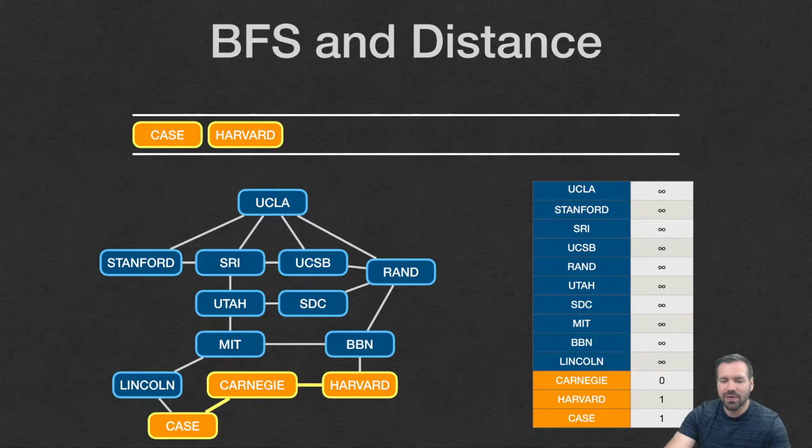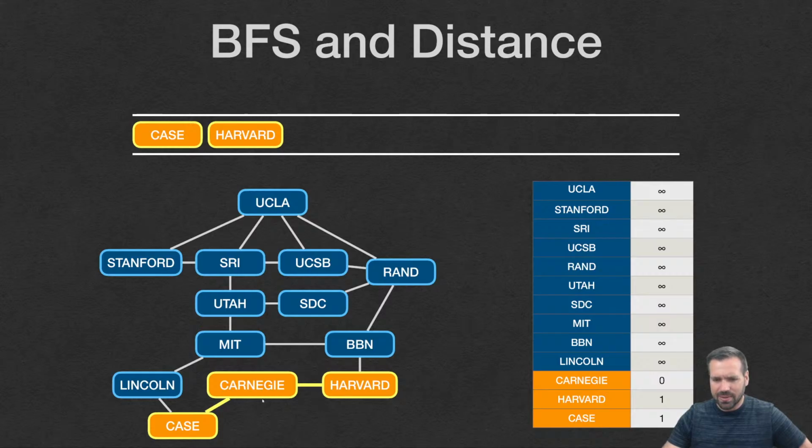Same thing for Harvard. We're iterating over the neighbors. We check Case, we check Harvard. Harvard has not been explored, so we enqueue it and explore it, with distance equal to the distance of the node that discovered it, plus 1. And then we repeat, not forever, but until the queue is empty. Case is at the front of the queue, so the next step is to dequeue Case. That will be at the end of our loop.